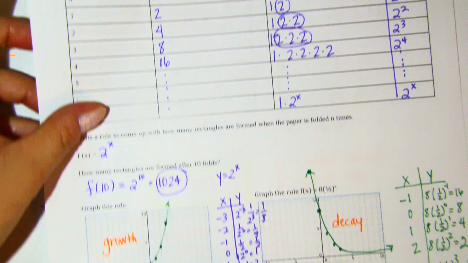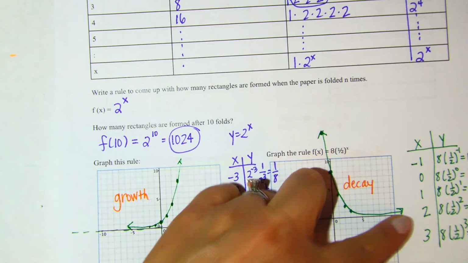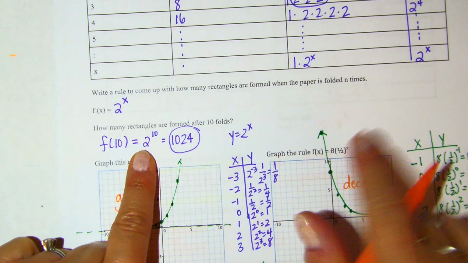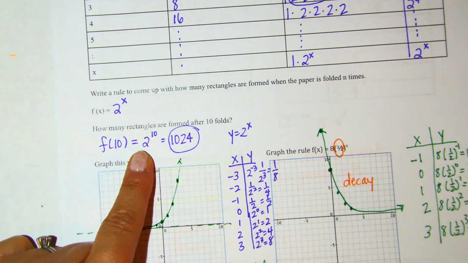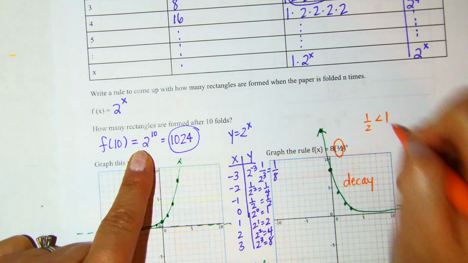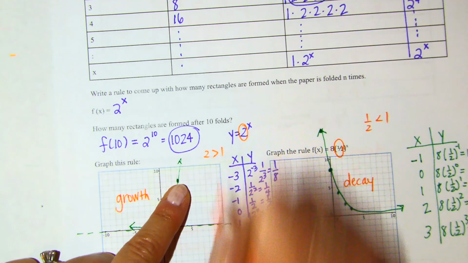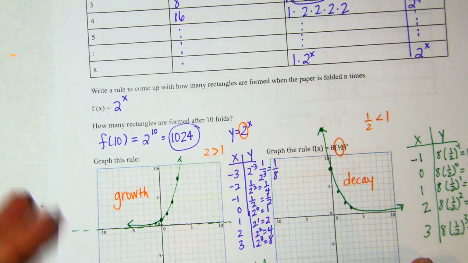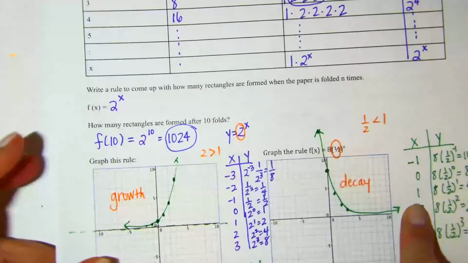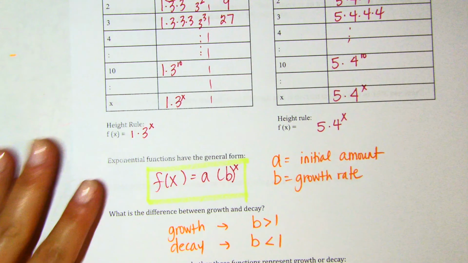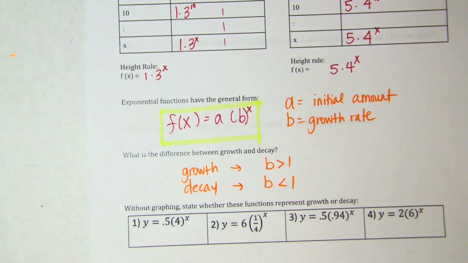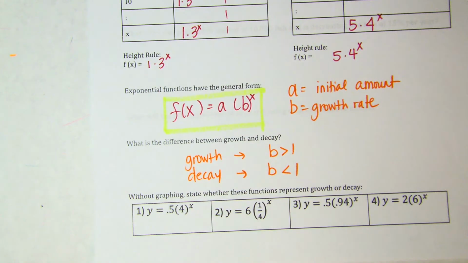And I showed you over here on this graph, this is decay and this is growth. So look at your B. Here it's 1/2, so it's less than 1. So that's why it's decay. Here it's 2, which is greater than 1. That's why it's growth. Okay, so it's growing. If it's a fraction, it means it's decay. All right, so take a look at these and tell me if you think it's growth or decay. Write it on your paper, pause the video, and then come back and we'll double check.